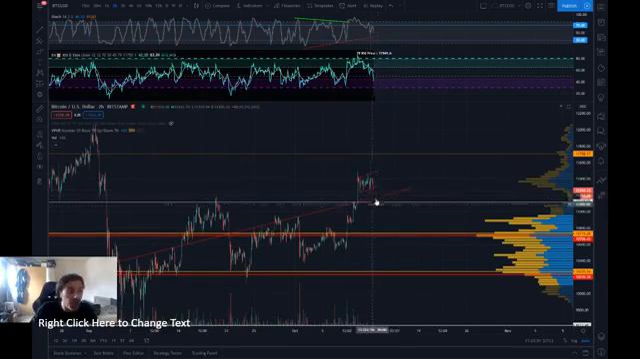We could just bounce off it and keep going to the moon. You know, everything is possible. This is cryptocurrencies, this is Bitcoin, and everything is possible.